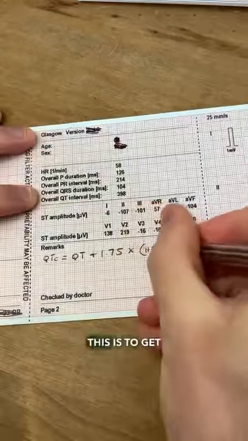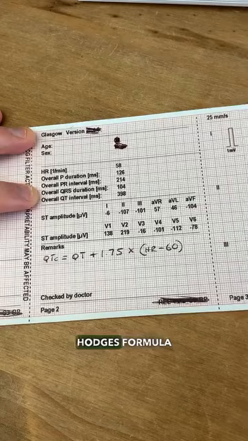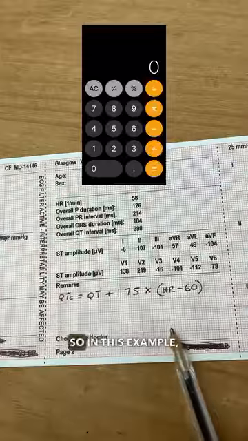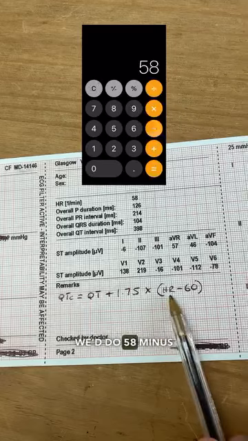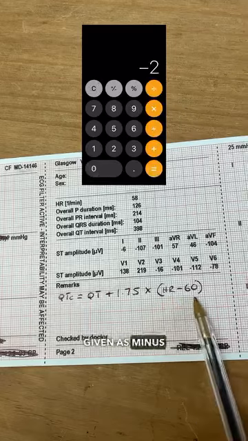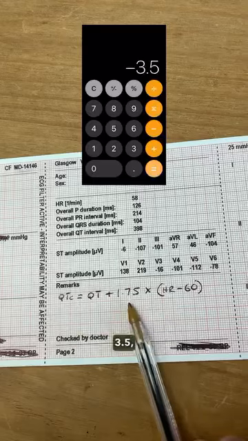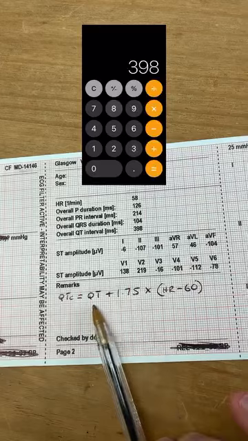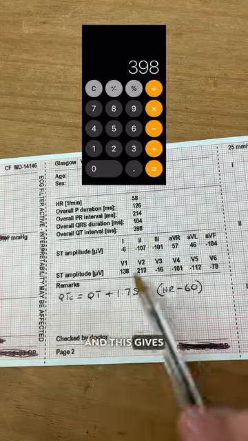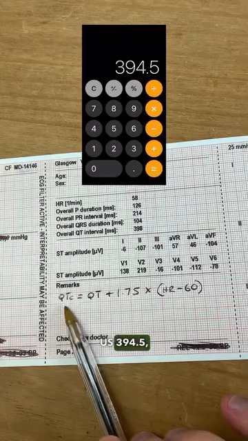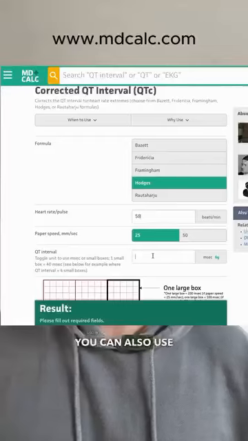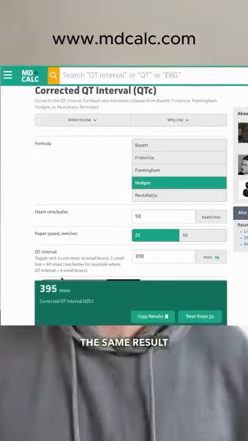So one way around this is to get the calculator out and give the Hodges formula a go. This isn't the only formula, it's just the one I find easiest. So in this example, we'd do 58 minus 60, giving us minus 2. Minus 2 times 1.75, giving us minus 3.5. And then add minus 3.5 to 398, which is the QT interval. And this gives us 394.5, the QT corrected. You can also use this site, which gives you the same result and is a little bit easier.